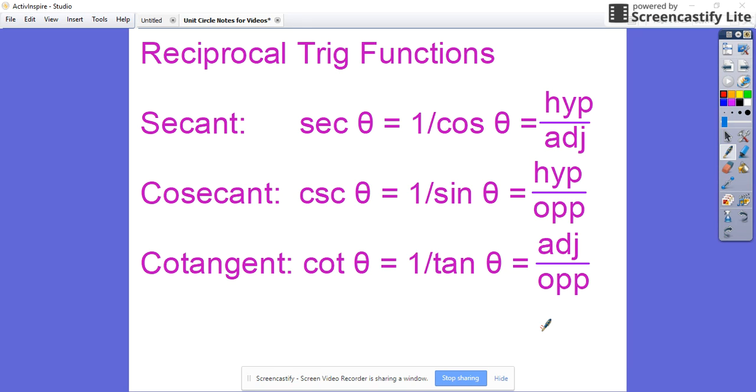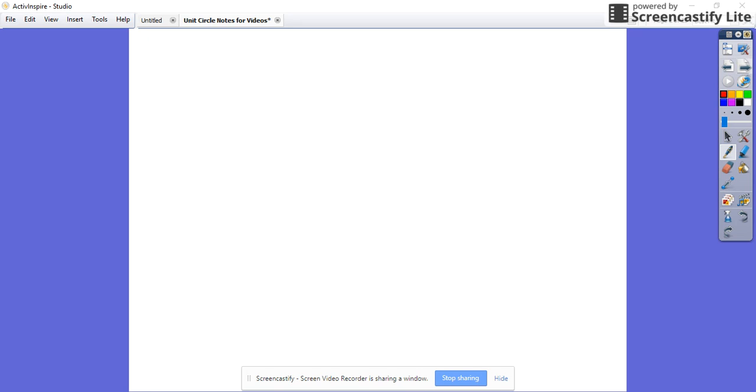resulting in a ratio that is also the reciprocal of the original ratio for cosine. In this case, hypotenuse over adjacent rather than adjacent over hypotenuse. The same is true about the other two reciprocal trig functions. I'm going to work a few examples so you have something to go by, to see how this works. So let's start with secant.